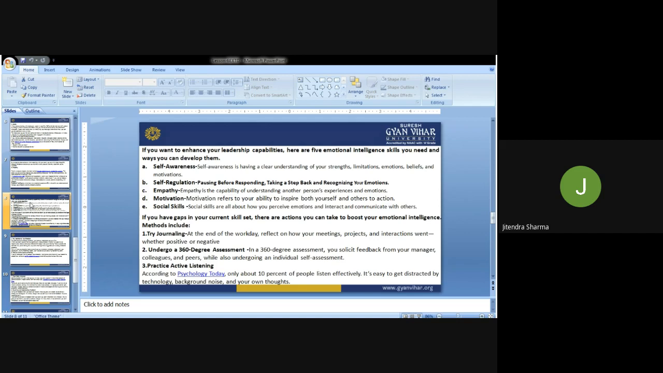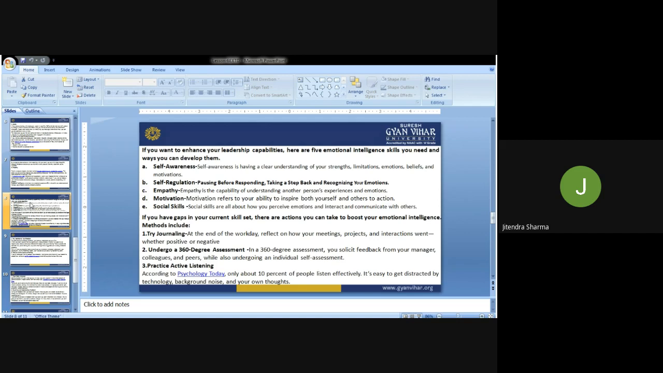If you feel you are lacking in your current skill set, there are actions you can take to boost your emotional intelligence. There are certain methods you can utilize to boost these five skills. They are like this. Try journaling. It means you start writing about your workday. Reflect on how your meetings, projects, and interactions went, whether positive or negative. That will help you learn how to interact.